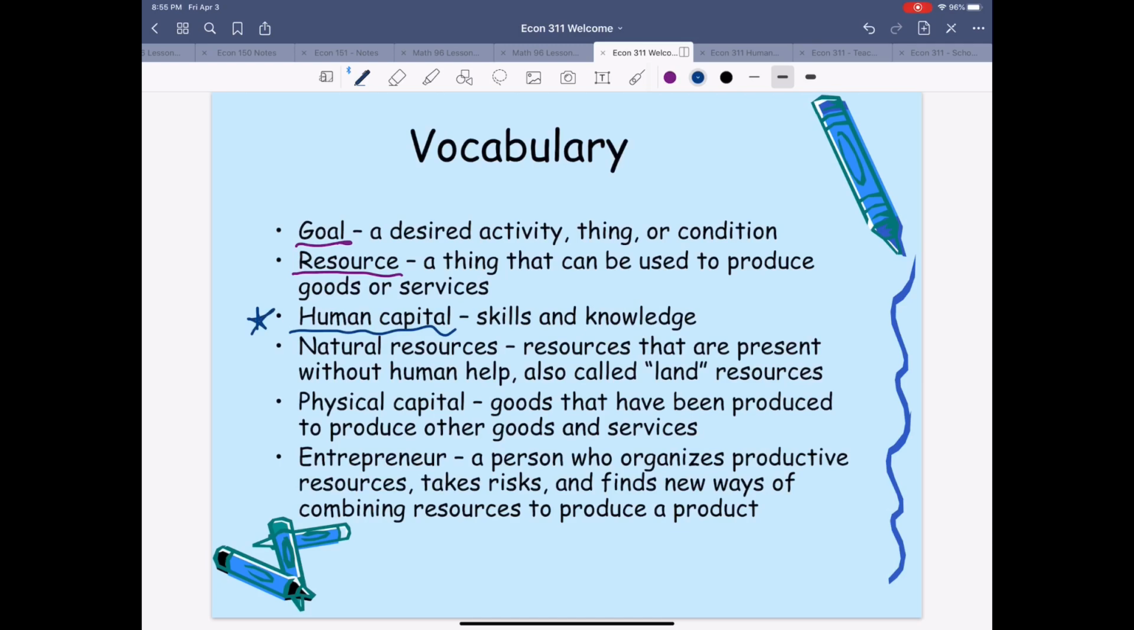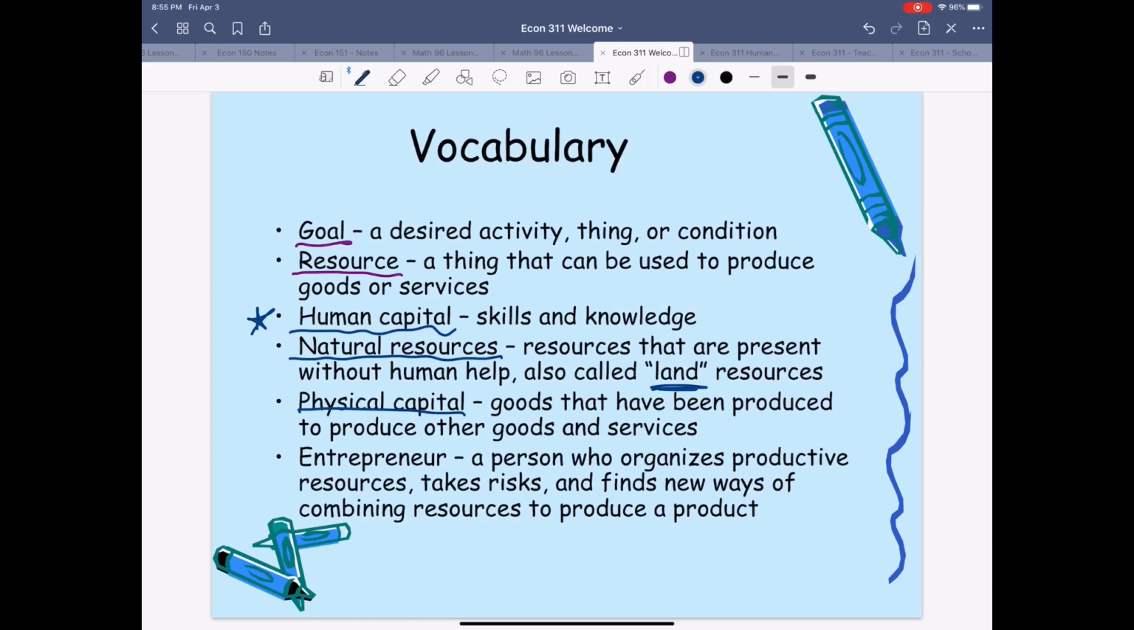Really important. Next, we'll talk about natural resources, and we'll see that those are kind of what you think they are. They are present in nature. We often call them land. So sometimes we'll refer to natural as land resources. Basically, they are the gifts of nature. Physical capital are goods that are produced, man-made, and they're used to produce other goods and services. We'll look at some examples of those.